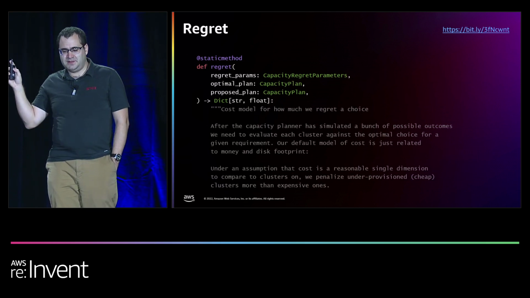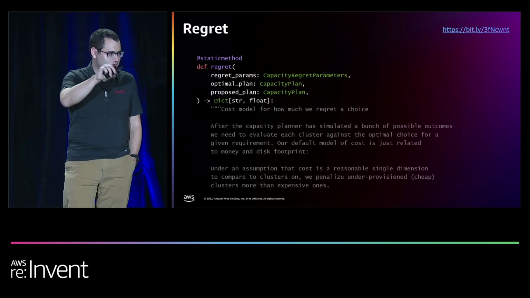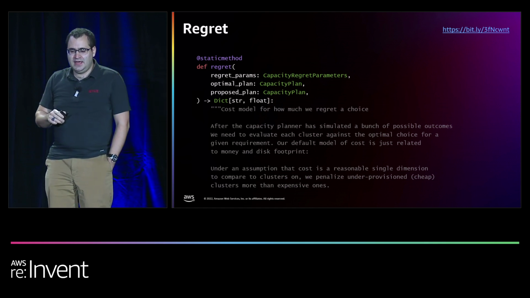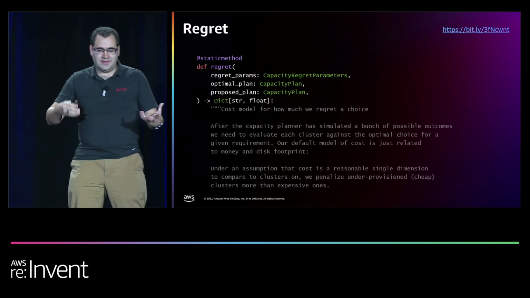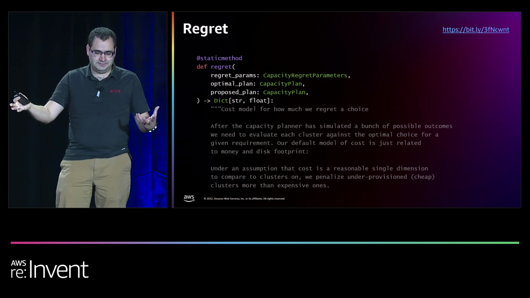So the regret function is pretty simple. It takes parameters, those constants or exponential values. It takes a plan that we bought, so a set of computers that we bought, and then a proposed plan.